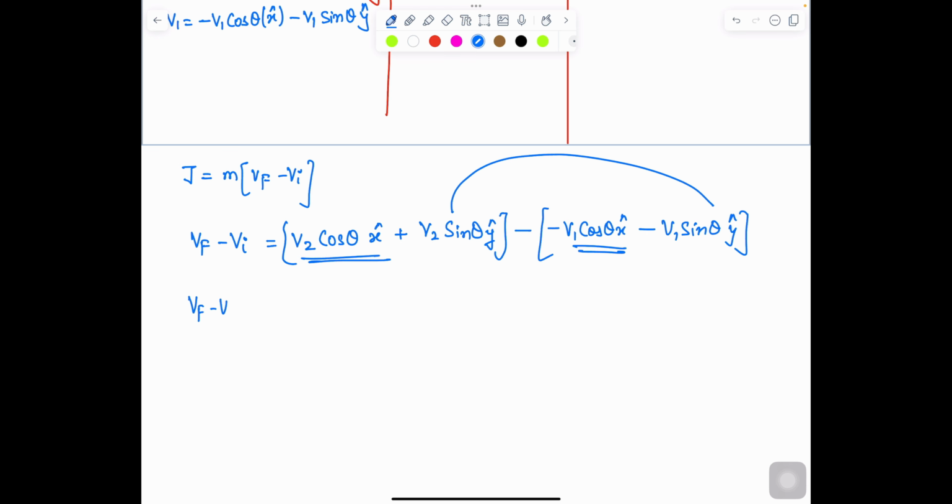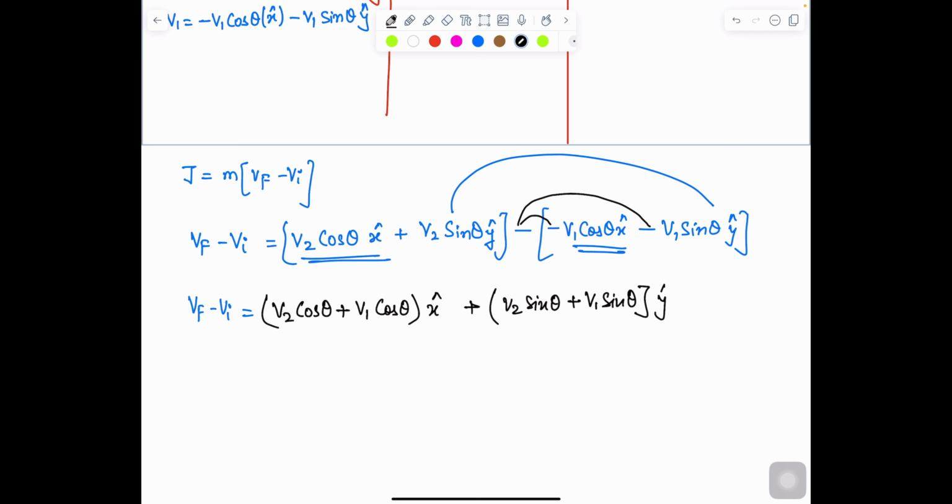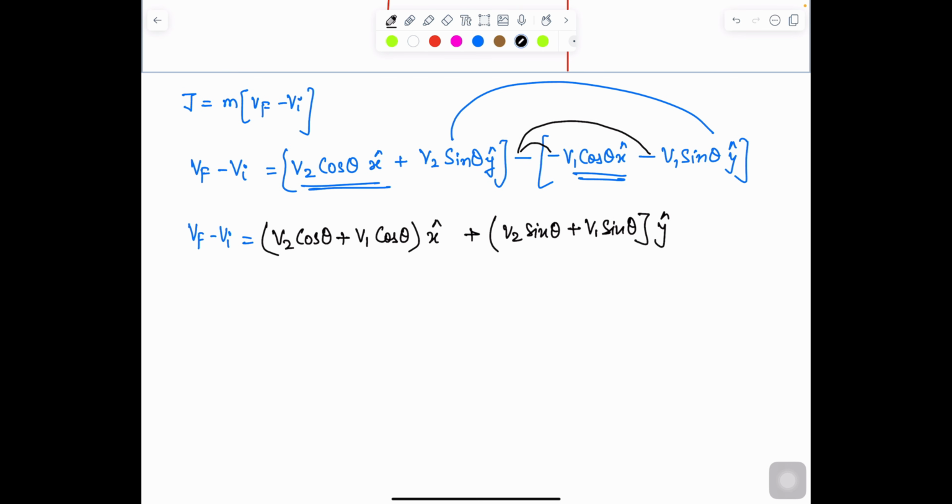Vf minus Vi, solve it with another color. Can I say minus minus becomes plus, minus minus becomes plus. So V2 cos theta plus V1 cos theta, bracket, x cap, plus V2 sine theta plus V1 sine theta, y cap. Clear guys? So place their values. Here is theta 1, theta 2 and theta 1. So V2, place their values, guys.